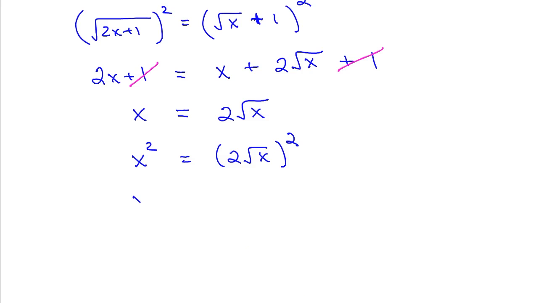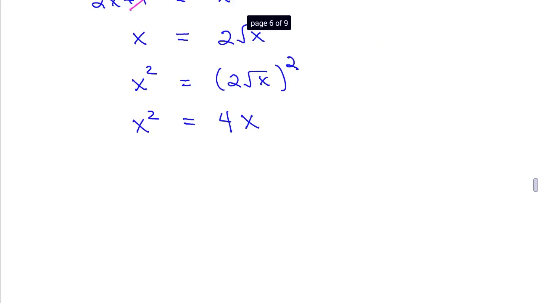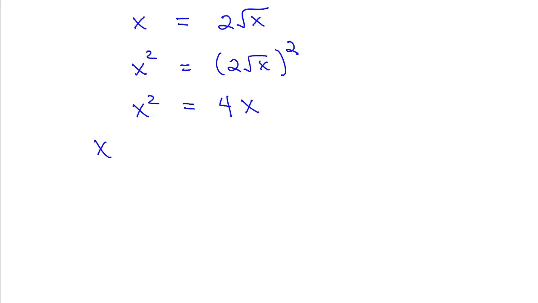The left side is still just x squared. The right side, we must square both the 2 and the square root of x. So 2 squared is 4, square root of x squared is x. We have a quadratic, so we need to move the 4x to the left. We get x squared minus 4x equals 0.